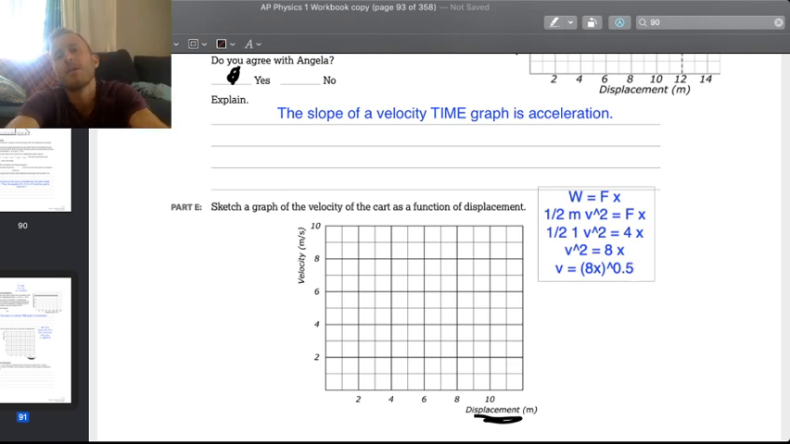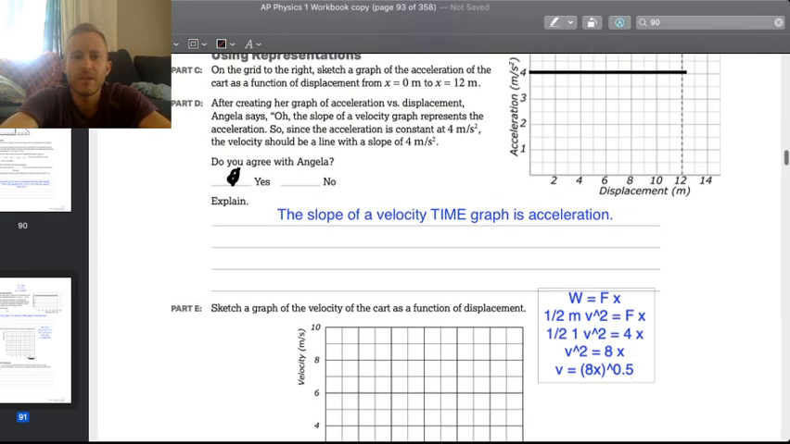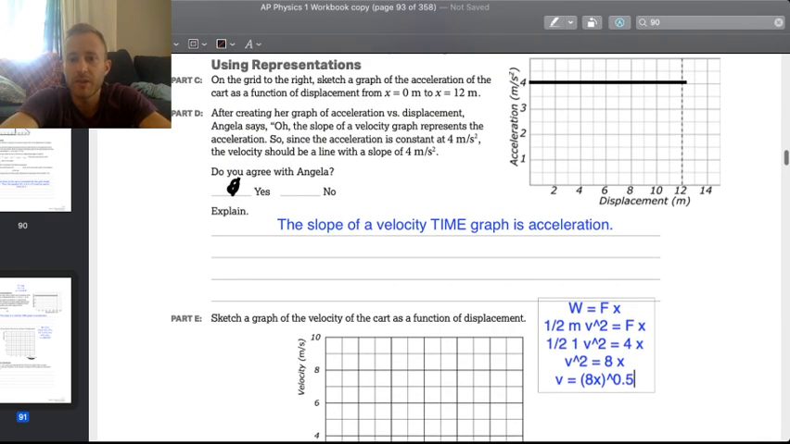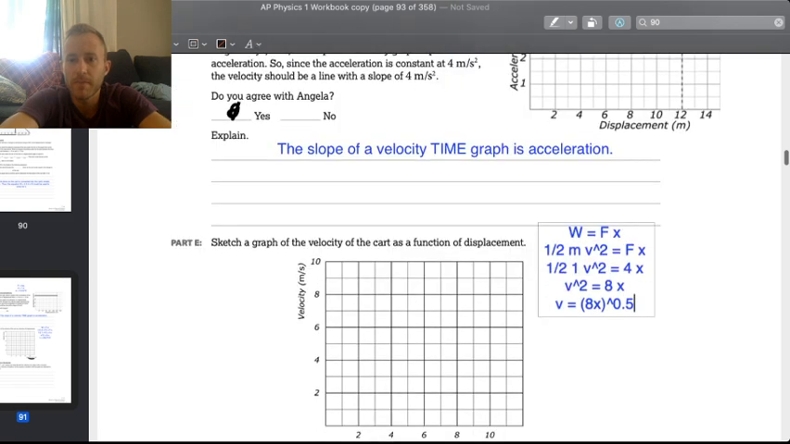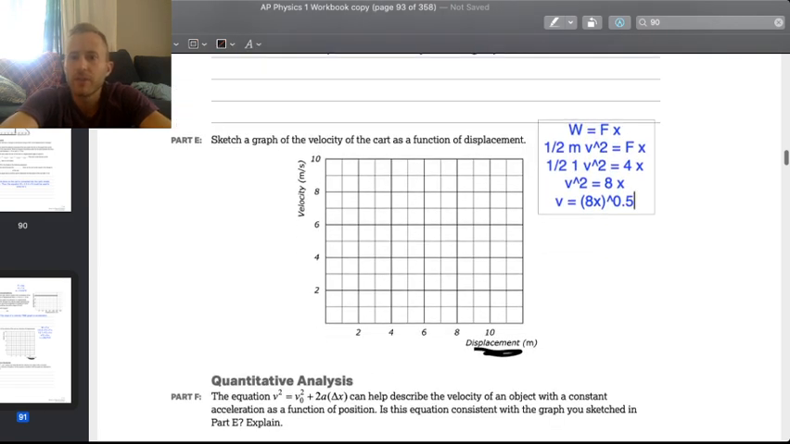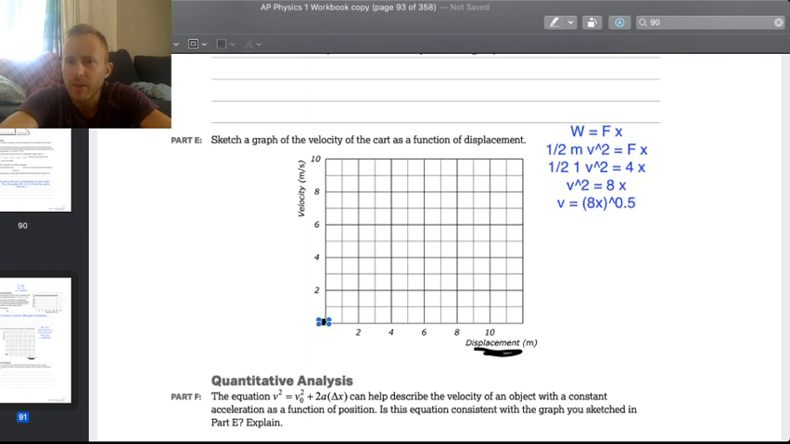Okay? So notice how Angela's statement is wrong. It's not going to be a straight line. It's going to look like a square root. Okay? So we can see that at 0, the velocity is 0. If I plug in 2, I would get square root of 16, which is 4. So the velocity as a function of time is linear, but the velocity as a function of position is not linear.